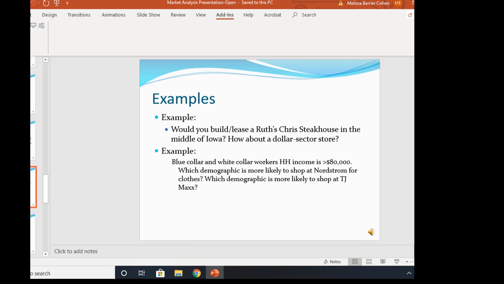So let me give you another example to consider. Let's look at two trade areas. One is blue collar and the other one is white collar workers, but they still have the average household income of $80,000. Which demographic is more likely to shop at Nordstrom for clothes, and which demographic is more likely to shop at TJ Maxx? We are generalizing here. Typically the blue collar workers would shop at TJ Maxx and maybe the white collar workers would shop at Nordstrom.